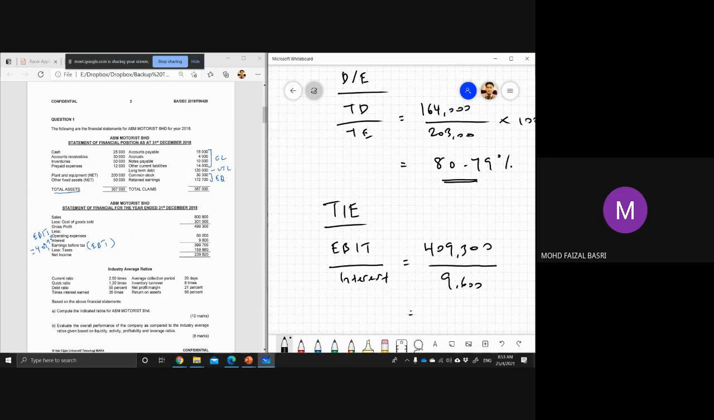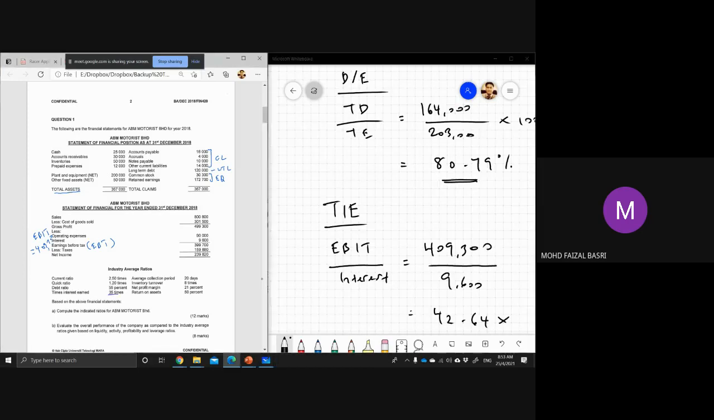So 409,300 divided by 9,600. Here you can see the huge amount of 42.64 times. Okay, almost 43 times is its capability. And as you compare against the industry, the average industry has 35 times.